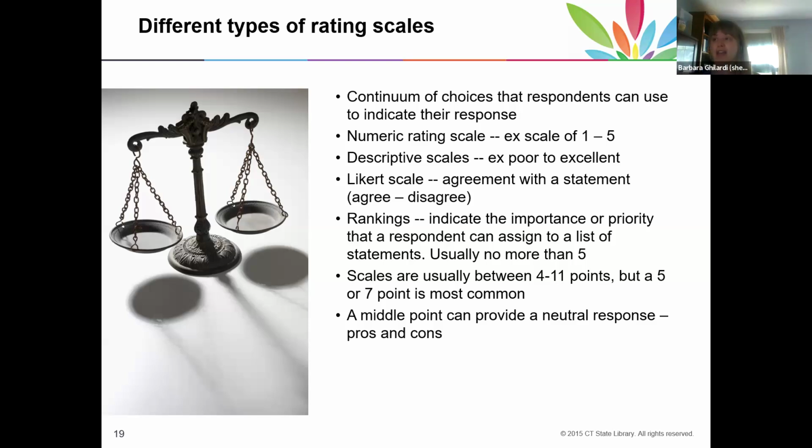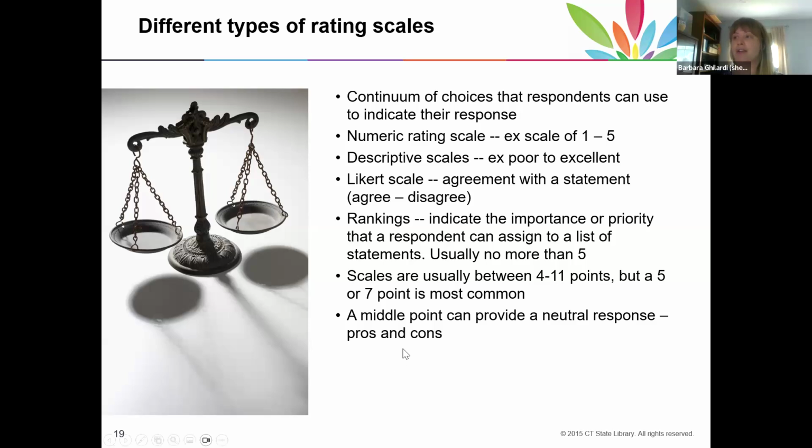The Likert scale is that agree, disagree. I feel like I see that one quite a bit. And that's where that 5 point or 7 point usually comes into play. And when you're adding in something else, it's sometimes somewhat agree, and then agree, and then strongly agree, and then it might be somewhat disagree, disagree, strongly disagree. And then you might have that neutral one in the middle. So it depends, but the Likert is that agreement scale.